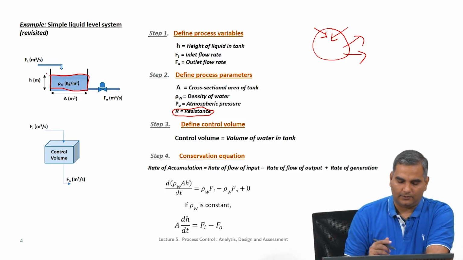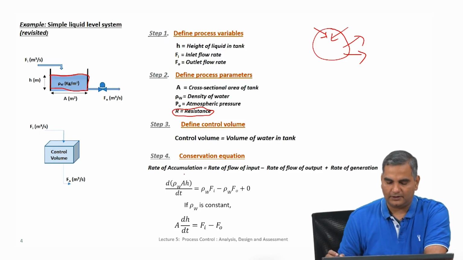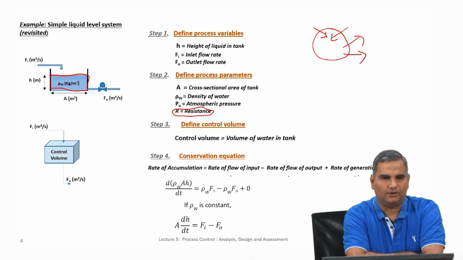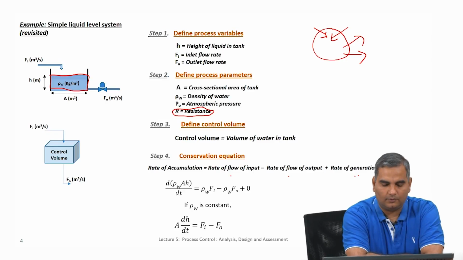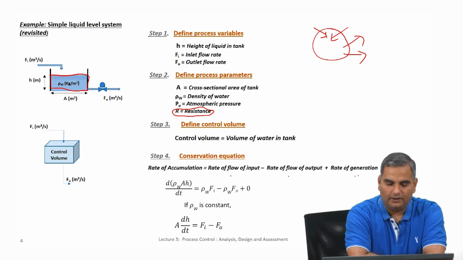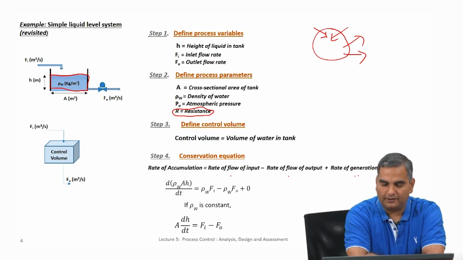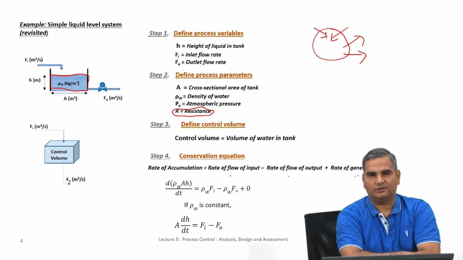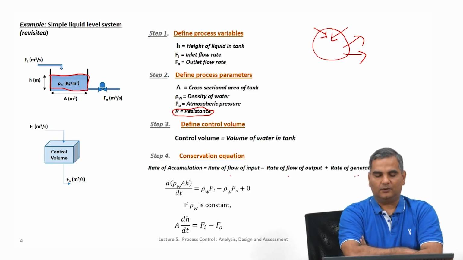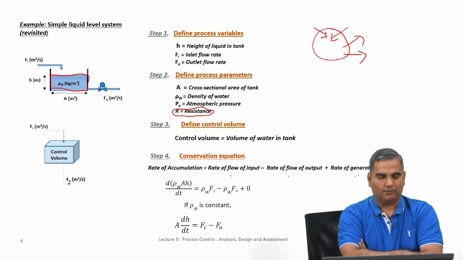Now conservation equation will be of the form rate of accumulation equal to rate of flow of input minus rate of flow of output plus rate of generation. So this is irrespective of what conservation equation you are writing, or what phenomena for which you are writing the conservation equation. If it is a mass conservation, you will say rate of mass accumulation equal to rate of mass flow of input minus rate of mass flow of output plus rate of mass generation, and so on. Similarly, if you are going to do for energy, you will write this for energy, momentum you will write for momentum, and so on.